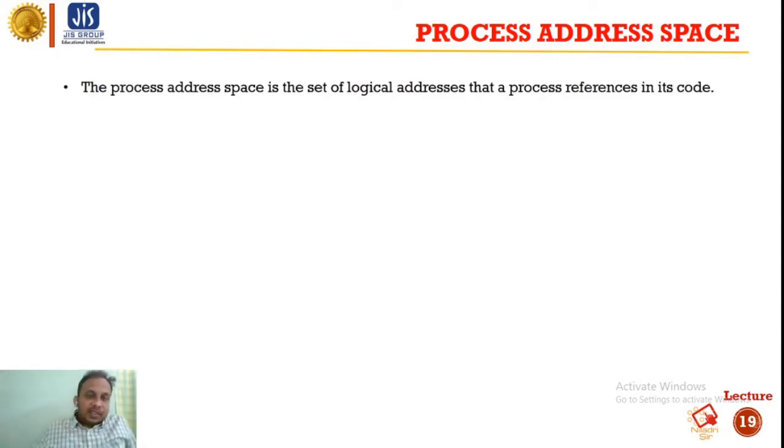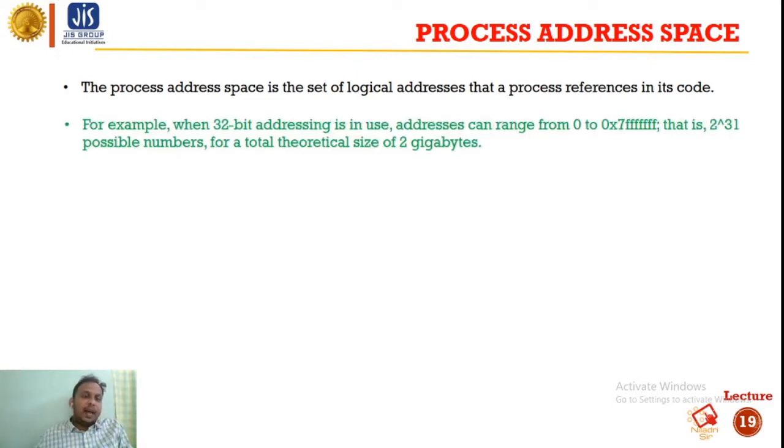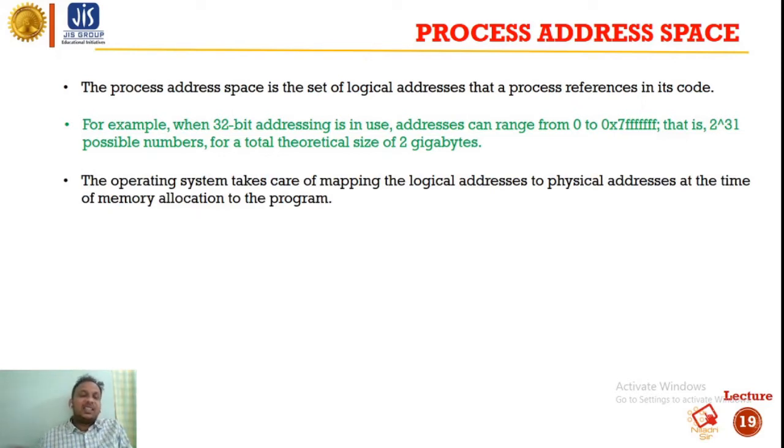So what is process address space? The process address space is the set of logical addresses that a process references in its code. For example, when 32-bit addressing is in use, addresses can range from 0 to 0x7FFFFFFF, that is 2 to the power 31 possible numbers, for a total theoretical size of 2 gigabytes. The operating system takes care of mapping the logical addresses to physical addresses at the time of memory allocation to the program.